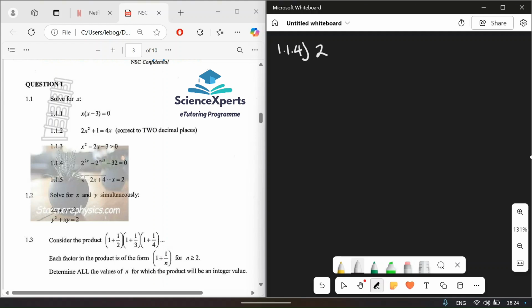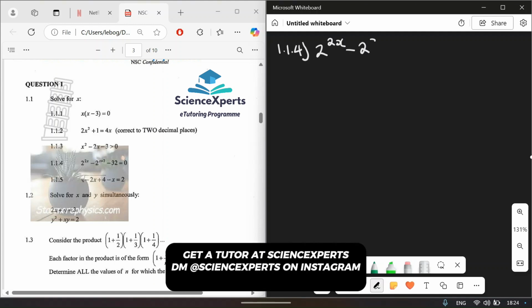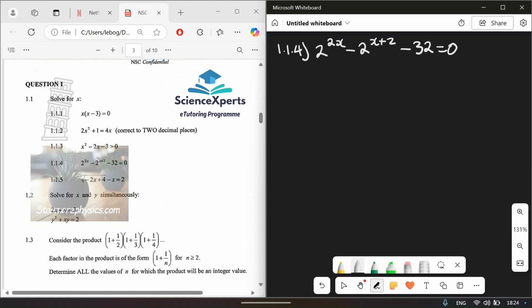It says 2 to the 2x minus 2 to the x plus 2 minus 32 is equal to 0, right? So with these types of questions, what you have to do is first break down this one here, and also change this one as well. I'll show you how you change both of them. So 2 to the 2x, let's start with the first one.